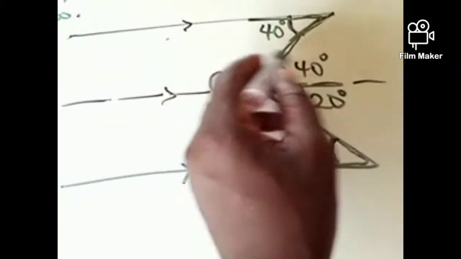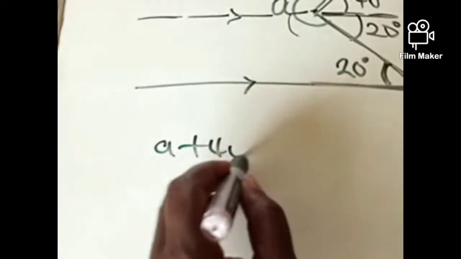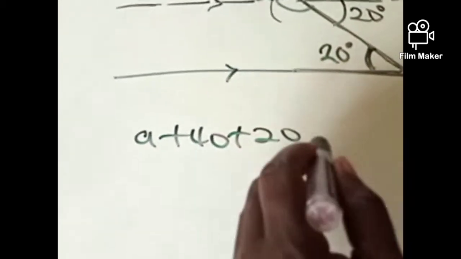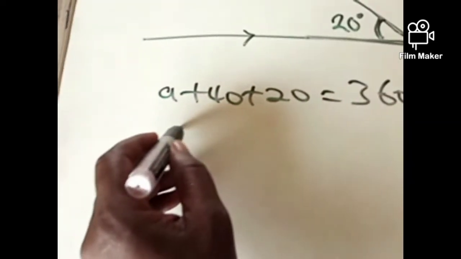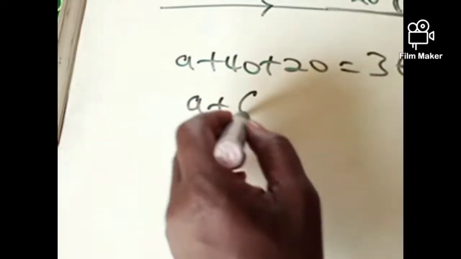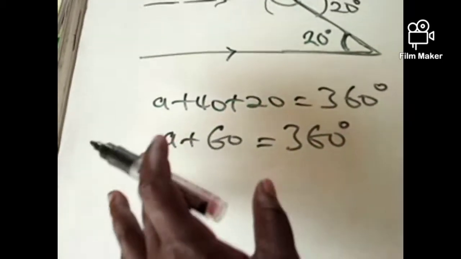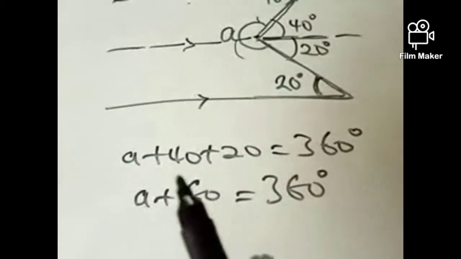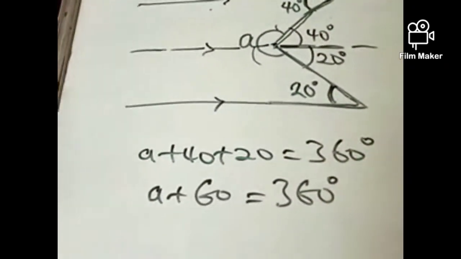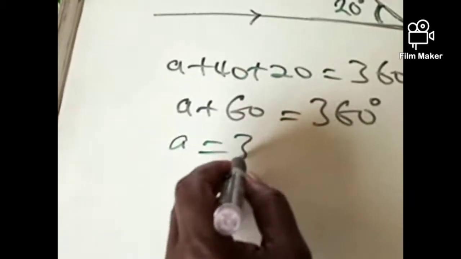So the total angles here, they meet at a point. That means A plus 40 plus 20 is equal to 360 degrees. Then A plus 60 equals 360. The reason why the sum is equal to 360 is because the three angles A, 40 and 20 meet at a point here. And sum of angles at a point is 360. So A will be equal to 360.